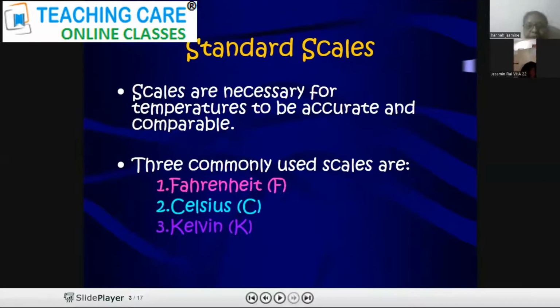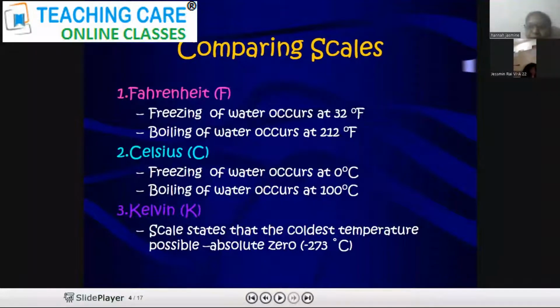Okay, so now how will you measure? For example, your weight: you're using a weighing machine to measure your weight, and you say it in the unit called kg, right? Are you listening, Jasmine? Yes, ma'am. So what are the three commonly used scales to measure temperature? Can you read it out? Fahrenheit, Celsius, Kelvin. Okay, so we'll see what is Fahrenheit.